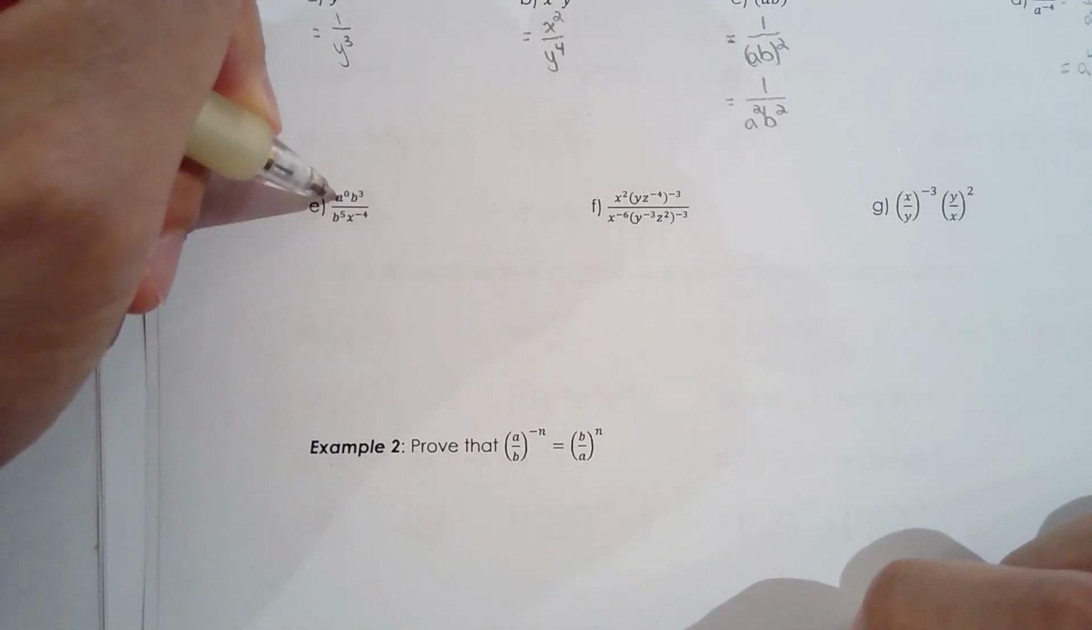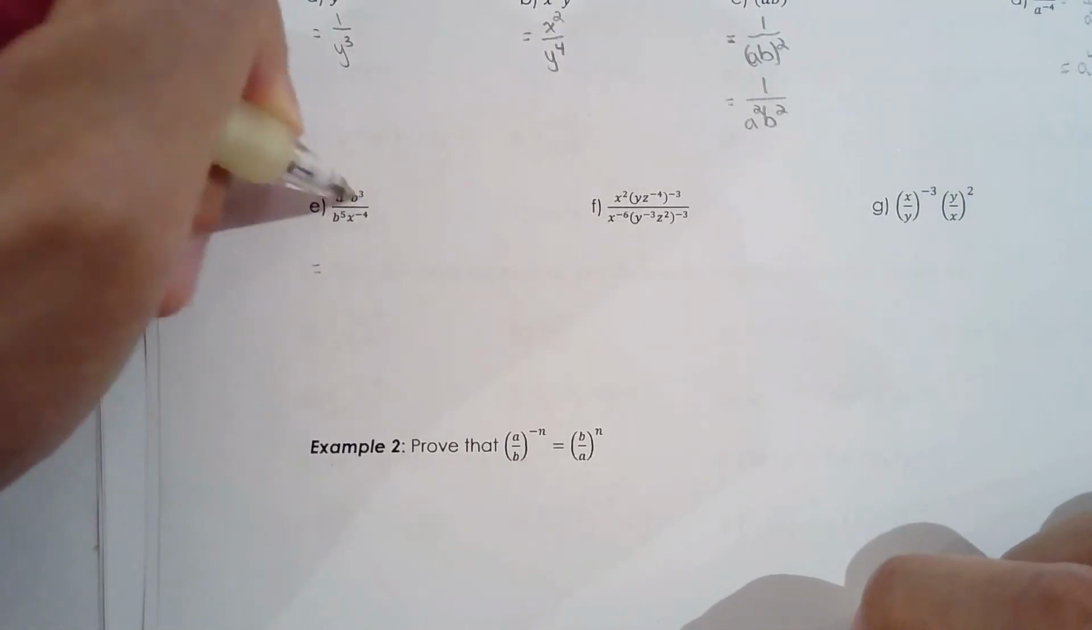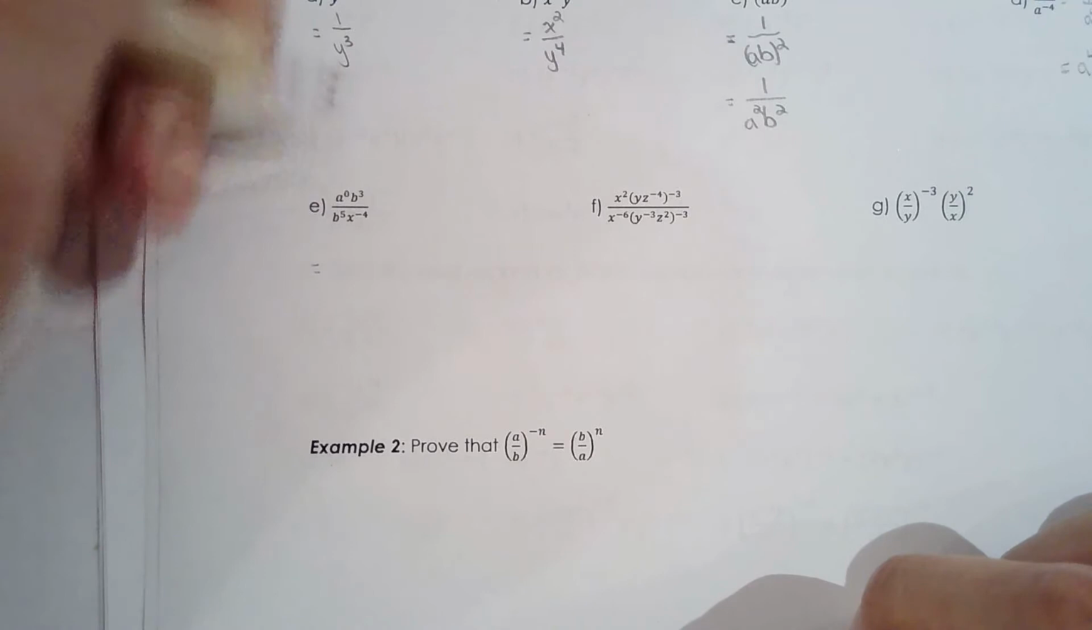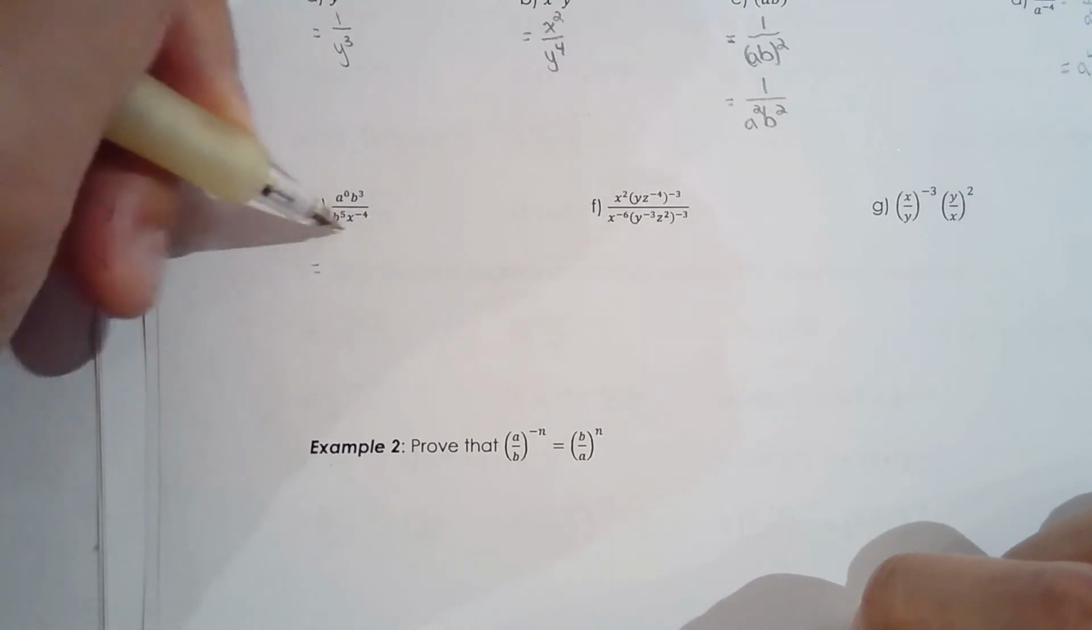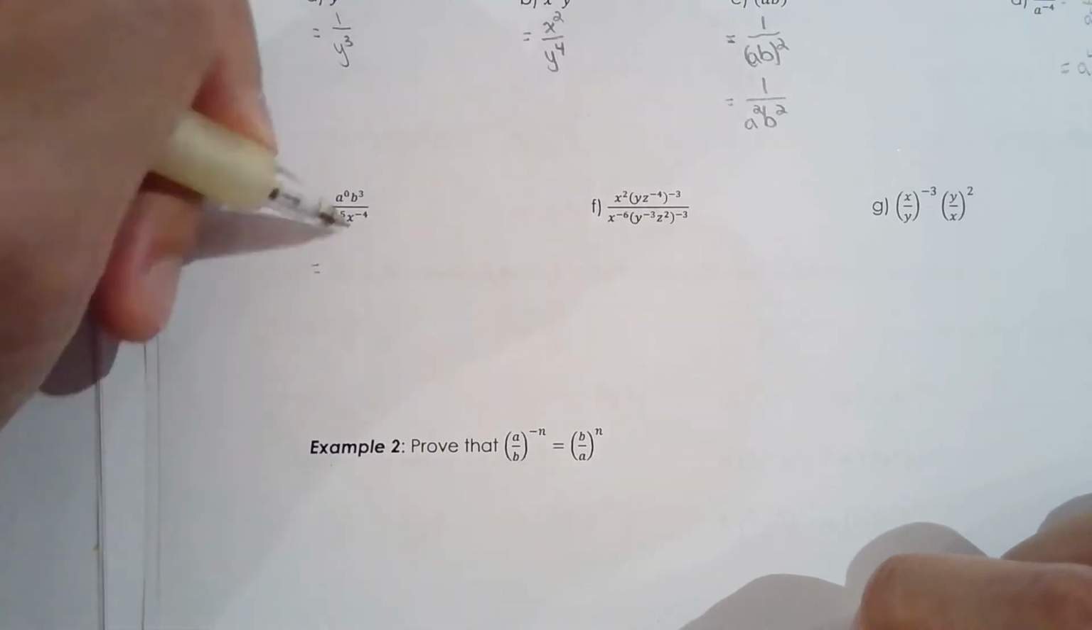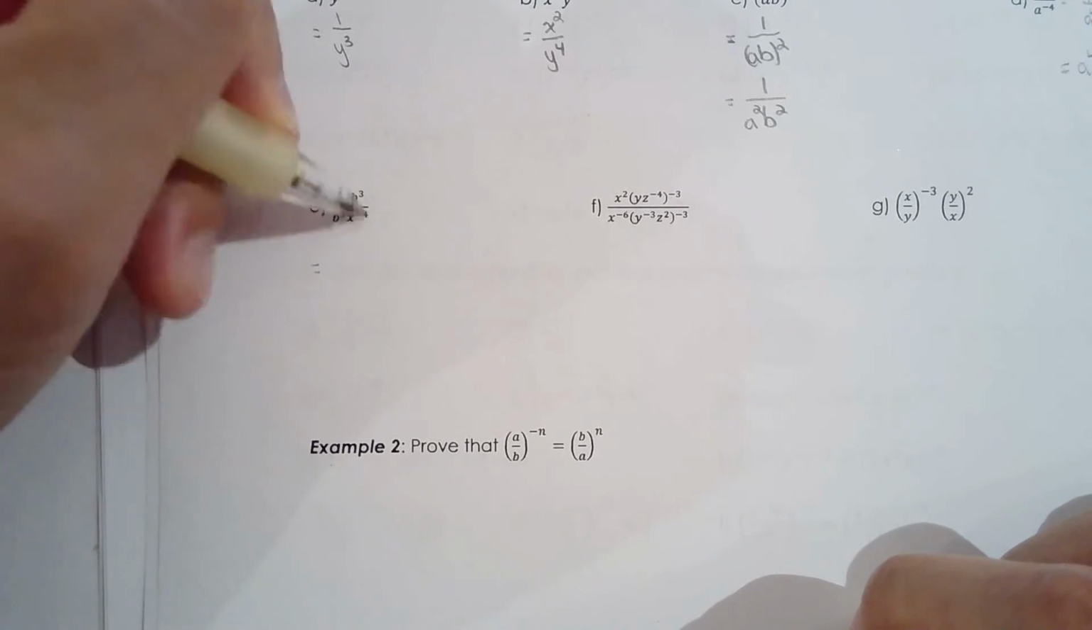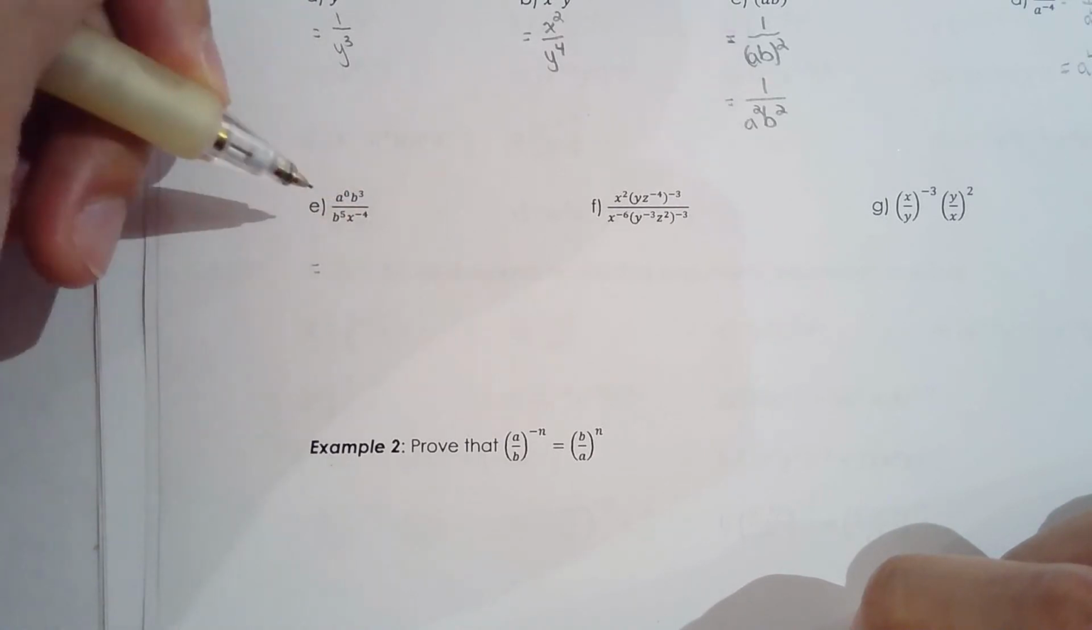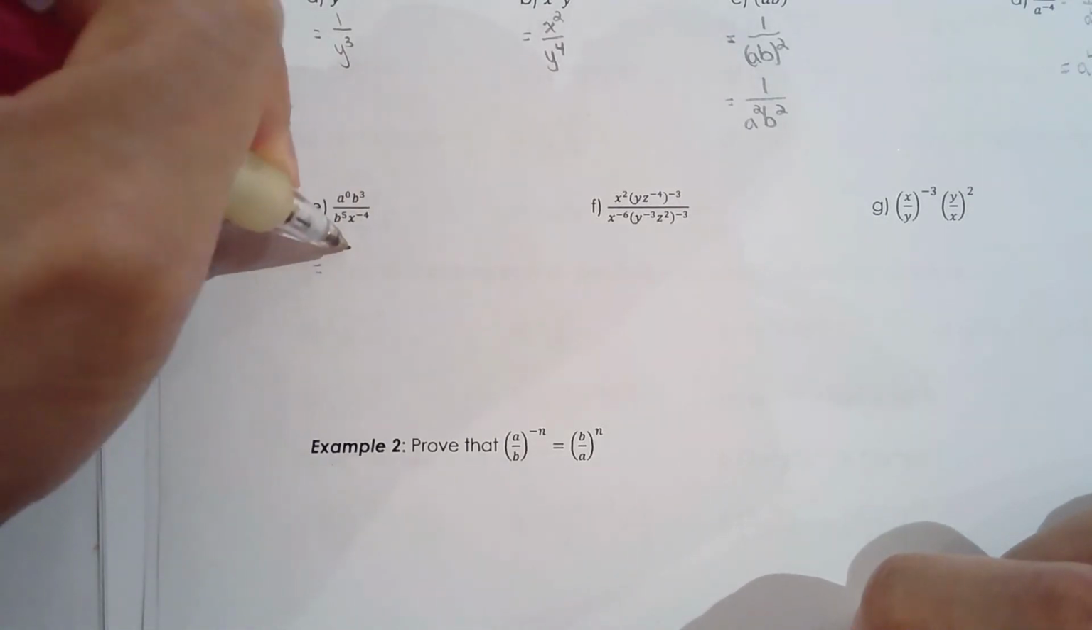So here, a to the power of 0 is 1, so ignore that. When you cancel out the common factor, there will be 2 factors of b left over in the denominator, and a negative exponent in the denominator, which means I'm going to actually have x to the power of 4 in the numerator.